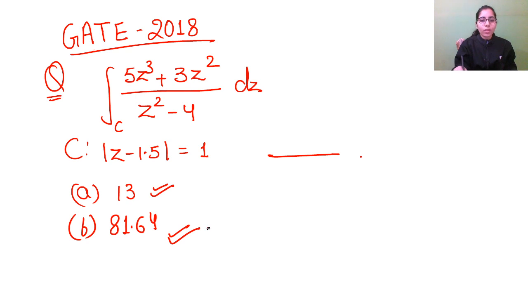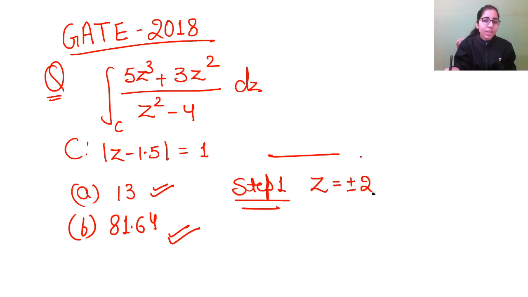Clear? So guys, if I'm going to talk about this one, first of all, what will be our very first step to solve this question? Step number 1 is to find the poles. What are the poles we will get from here? Plus minus 2. Clear? If you equate the denominator with 0, you will get plus minus 2.